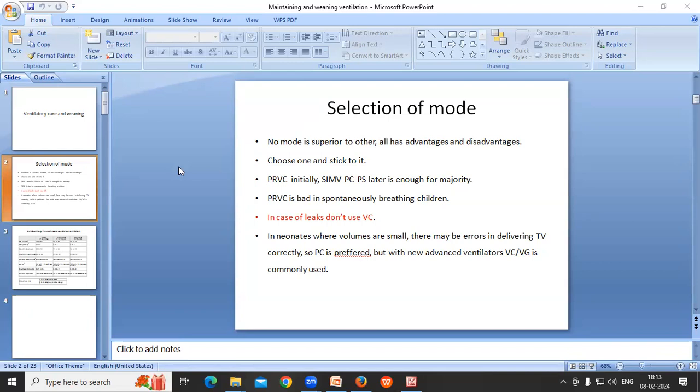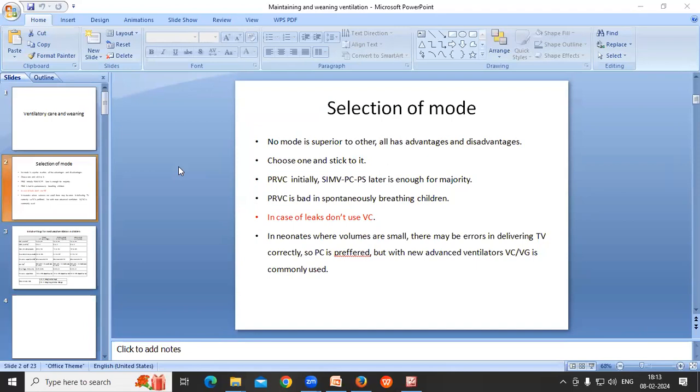What are the advantages of VC mode? Volutrauma prevention. The advantage is that you can guarantee the volume. That is the major disadvantage of PC mode, where a change in resistance or a change in compliance will change the volume delivered. That can be prevented by volume control. But the major disadvantage is asynchrony. And one more thing: barotrauma. Volume is fixed here, so pressure is going to change, and it can cause barotrauma.